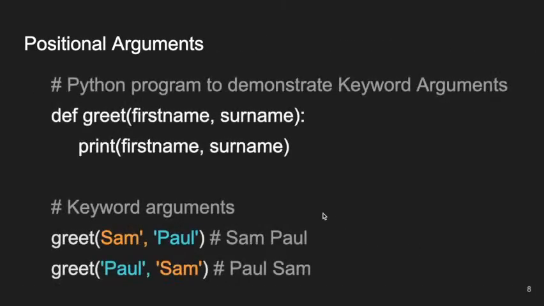Good. So this is what we are used to, the positional argument. Based on the position of the variables or parameters, that's what matches and then gets executed. So I'll correct this and put a quote. If you call this function, Sam will be first name here and Paul will be the surname here, and then you get Sam Paul. If you swap it around, Paul will be the first name, Sam will be the surname, and you get Paul Sam. So you can try that as well.